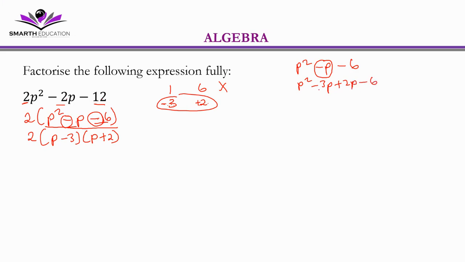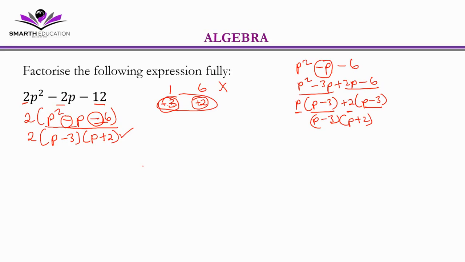And then factorize by grouping in pairs. P is common in the first two terms, and p minus 3, and then 2 is common in this last pair, and then p minus 3. See that we have a common bracket which is p minus 3, and then we have p plus 2 forming another bracket. If the coefficient of p squared is 1, there's no need to do this long method. You just put your factors, it becomes p minus 3, then p plus 2, just like that.